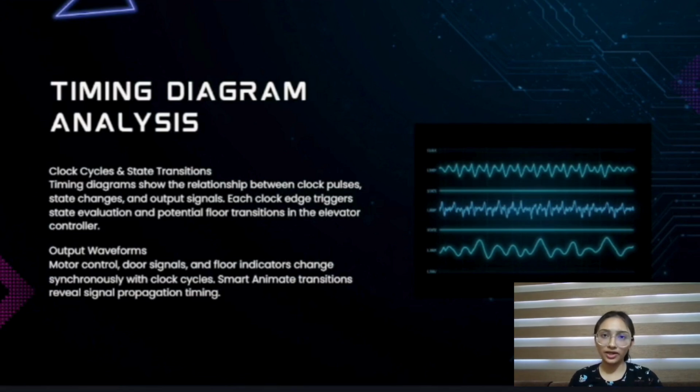Timing diagrams play a vital role in every circuit. For this, the timing diagram shows how outputs change with each pulse. At each clock cycle, the state updates, the motor signal changes, and the door signal responds. This verifies that the elevator behaves in a synchronized and predictable manner.